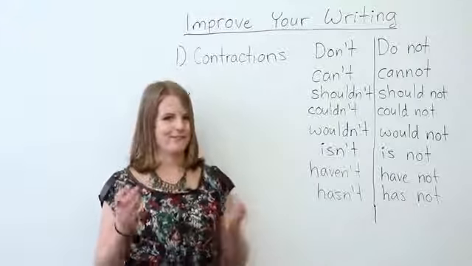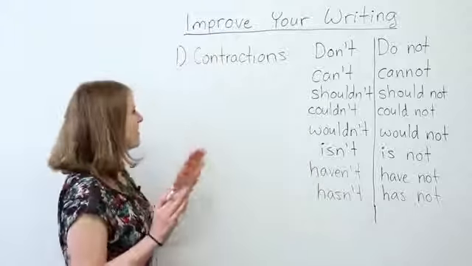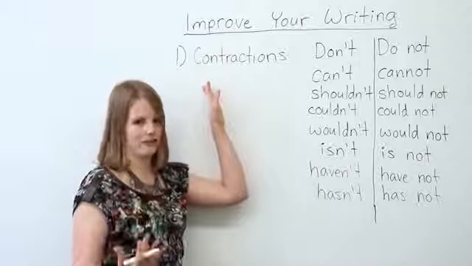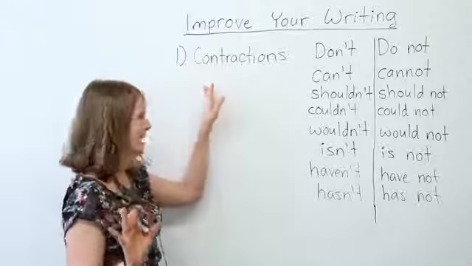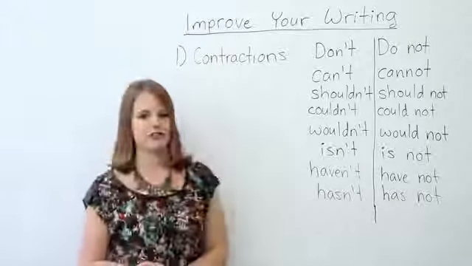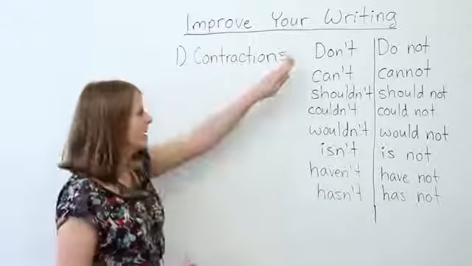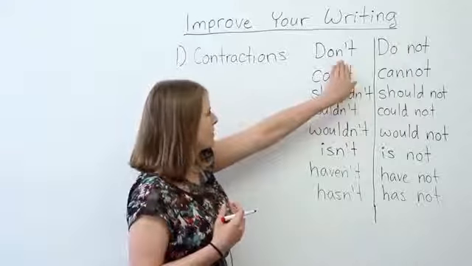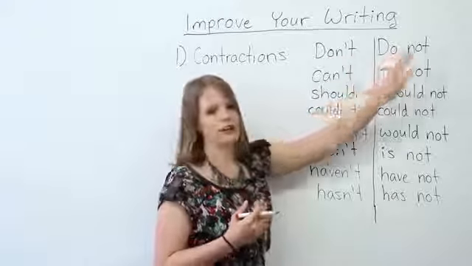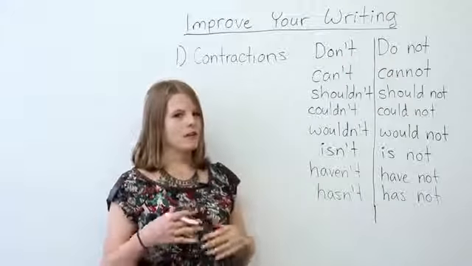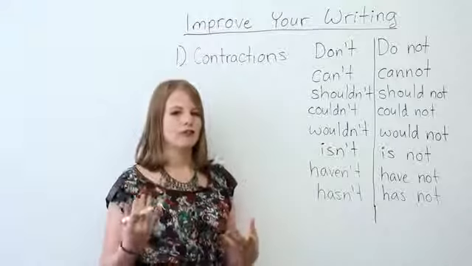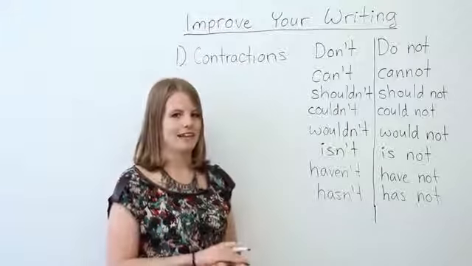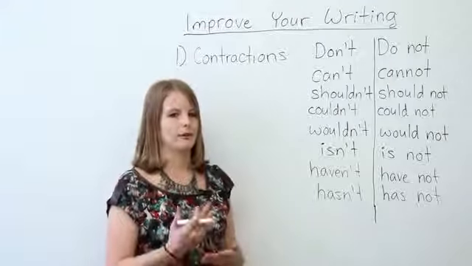My first tip on how to improve writing is do not use contractions. And again, this is for academic writing. So what is a contraction? Don't, can't, shouldn't, couldn't, wouldn't, isn't, haven't, hasn't. It's the short form of, for example, don't is the contraction of do not. So it's better to actually write out the word in full in academic and formal business writing.